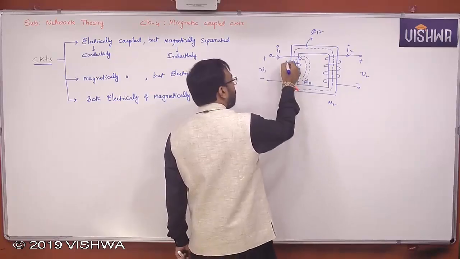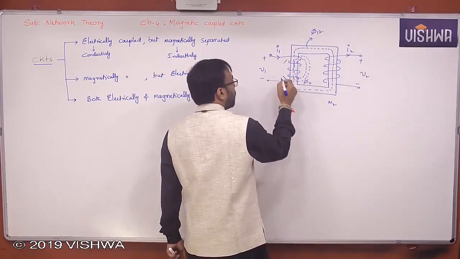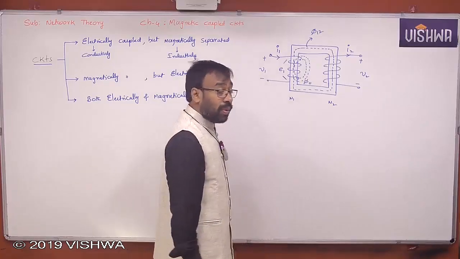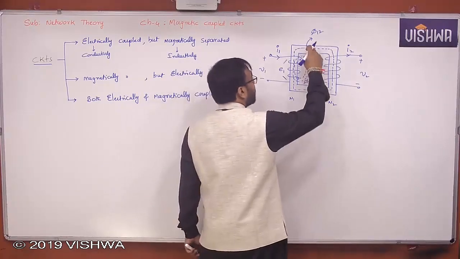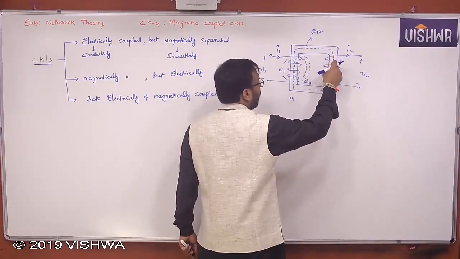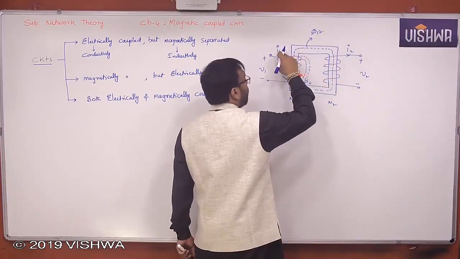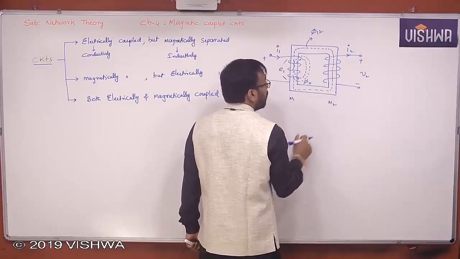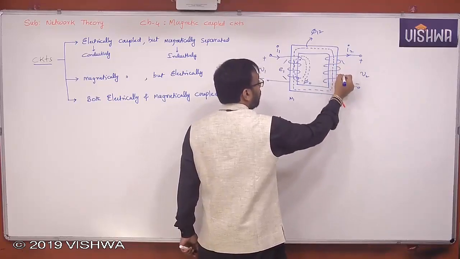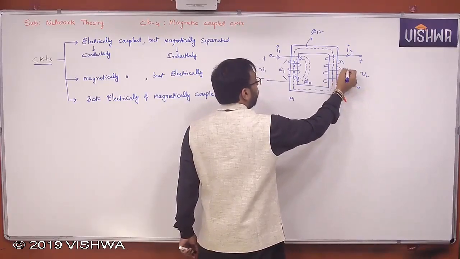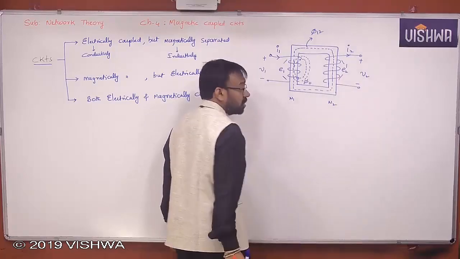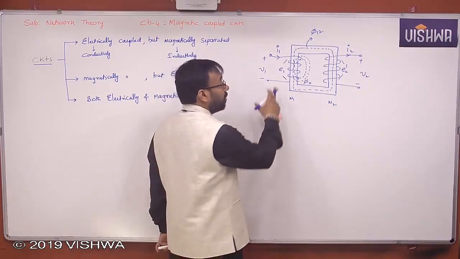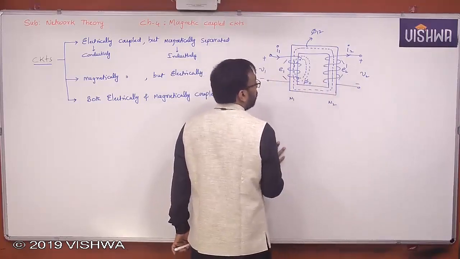So because of that, what will happen here? Due to this flux, there is an EMF induced called self-induced EMF in the primary winding, and due to the flux linking with the secondary winding because of the current flowing through the primary winding, that is phi 12, there is some EMF induced here. That EMF is called E2 dash. It is called mutually induced EMF. Okay, this is self-induced EMF, this is mutually induced EMF.